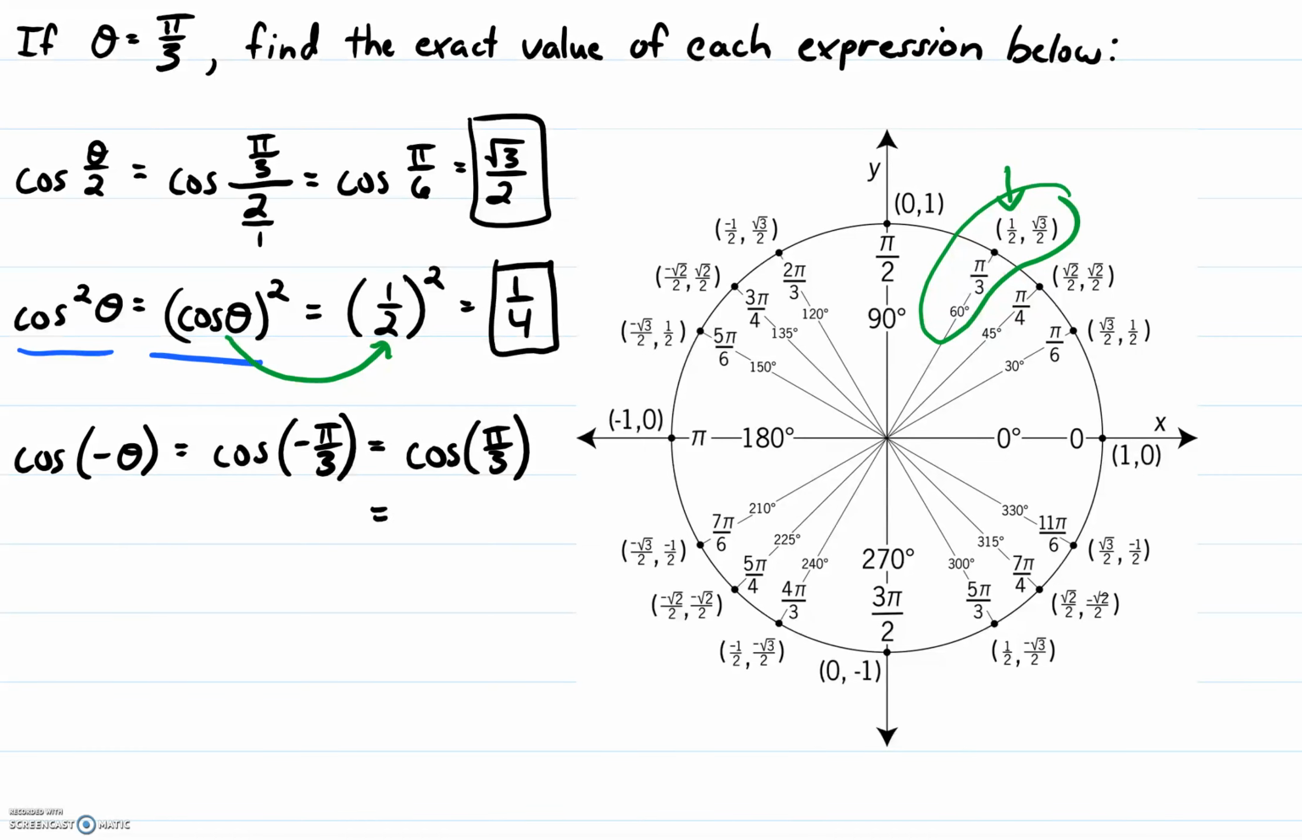And again, we already have it circled, and we want the cosine of pi over 3, which is the x value, so we have a green arrow pointing to it. The x value at pi over 3 is just 1/2. And that's going to be our answer.